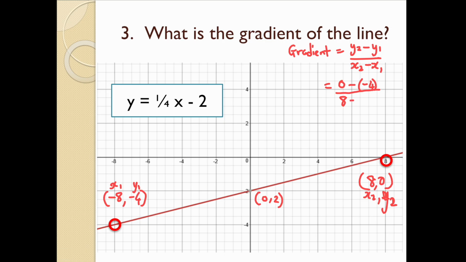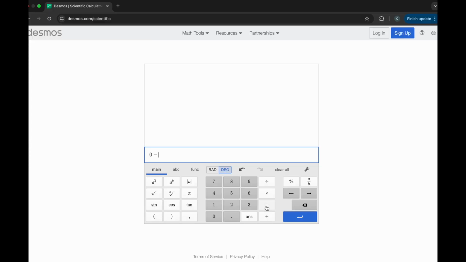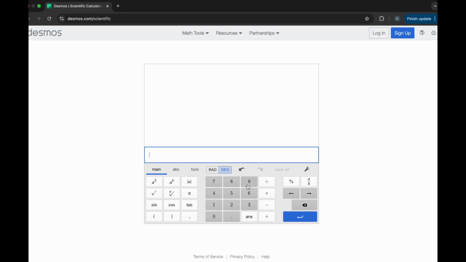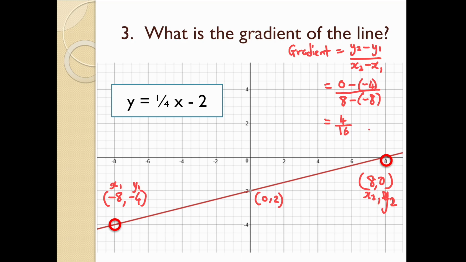Subtract. What are we subtracting? -8. -8. Very important. So 0 take away -4 gives us +4. And then remember, 8 take away -8 is +16. So 4 over 16 is the same as 1 over 4. Does that make sense? Yeah.